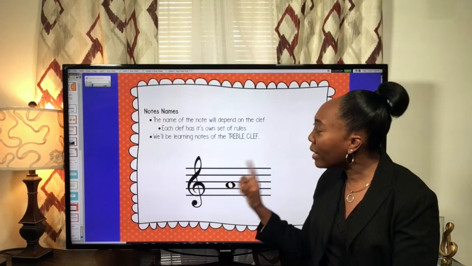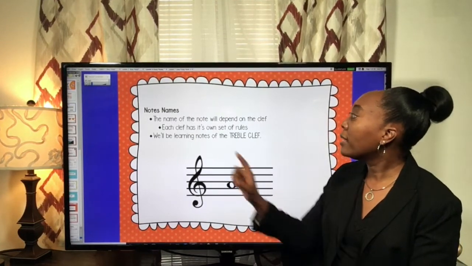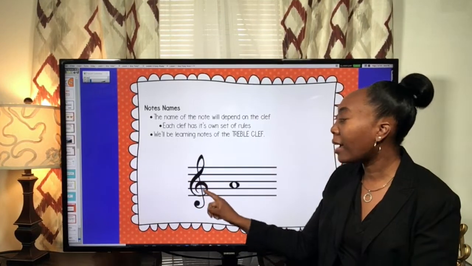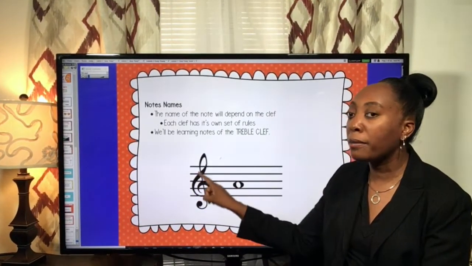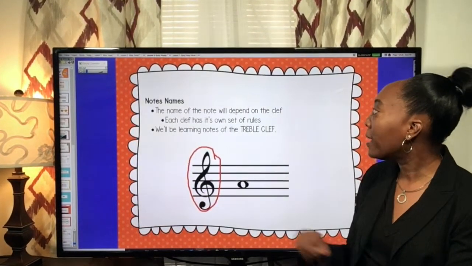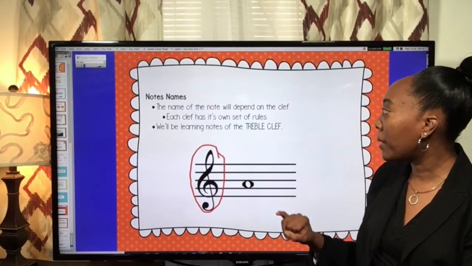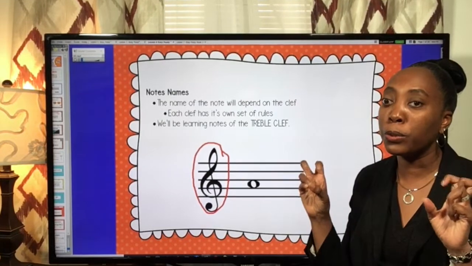Now, note names. Okay, so now we're going to talk about the note names. The name of a note will depend on the clef, okay? So don't get confused. This clef is very important. And yes, it's also known as a G clef. So this clef will tell us the name of the note. And you can kind of think of the clef like special rules, right?